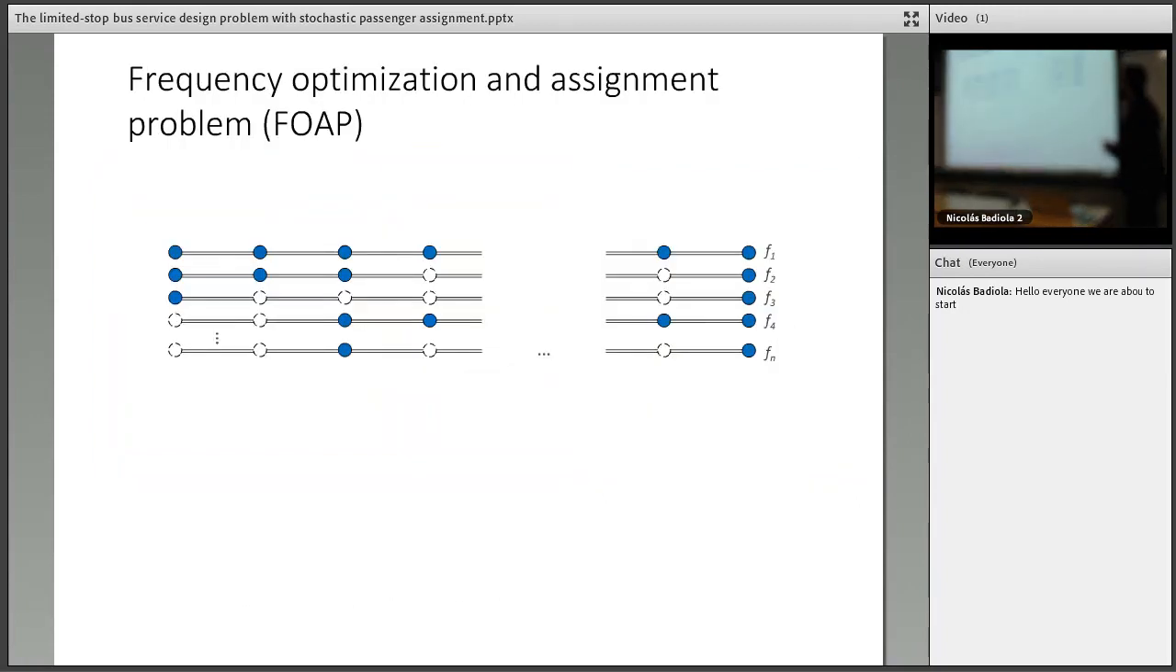The frequency optimization and assignment problem looks like this. We have a set of a priori services like this. We are depicting 5 here. And we have to decide the frequencies of these services. And how do we do it? We minimize the social costs, which are comprised of operator costs, waiting time for the users, the travel time of the users, and finally the transfers that users will make.